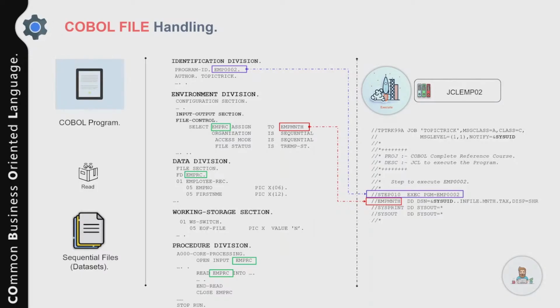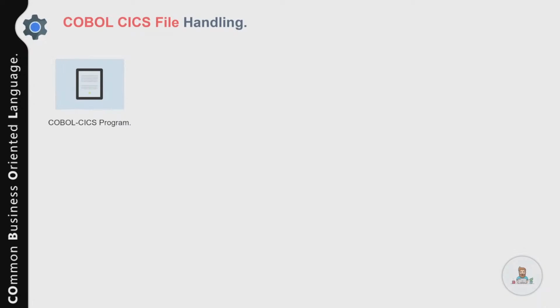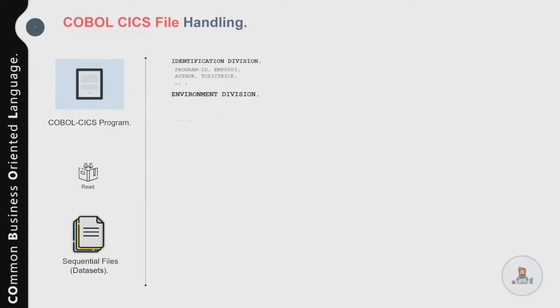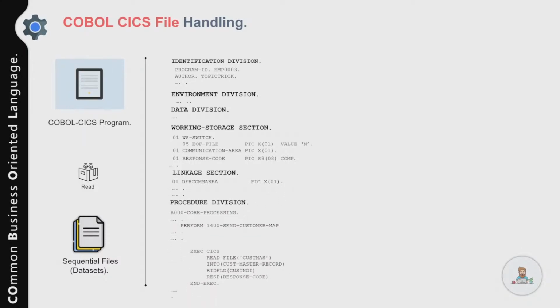Now let's move on to our next example, which is a COBOL CICS program, and this program is also reading data from a file. So the program is again divided into 4 different divisions, that is identification division, environment division, data division, and procedure division. The first thing you should notice is that the environment division does not include any entries and the data division does not include a file section.